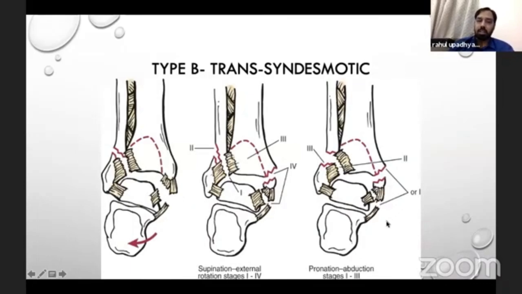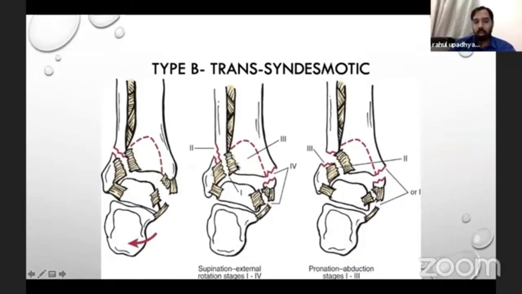This is the type B injury or a transsyndesmotic injury, where the level of injury is at the level of syndesmosis, and the most common force to cause this is an external rotation force. So we can have these injuries in both a supinated and a pronated foot.